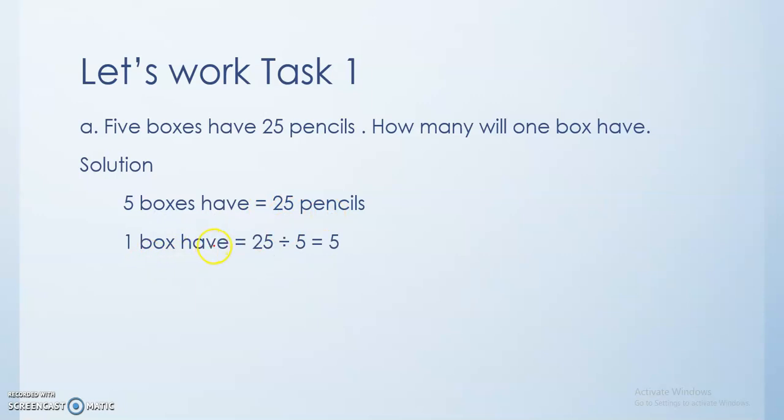So 1 box has, we just divide 25 by 5, and when we divide 25 by 5, we get 5. Let me show you how we can divide 25 by 5. 25 in the dividend and 5 in the divisor, and 5 5s are 25. So 5 is the answer, which means that 1 box has 5 pencils.